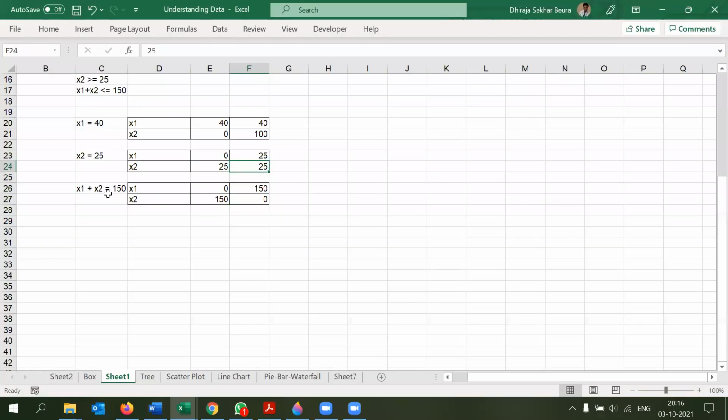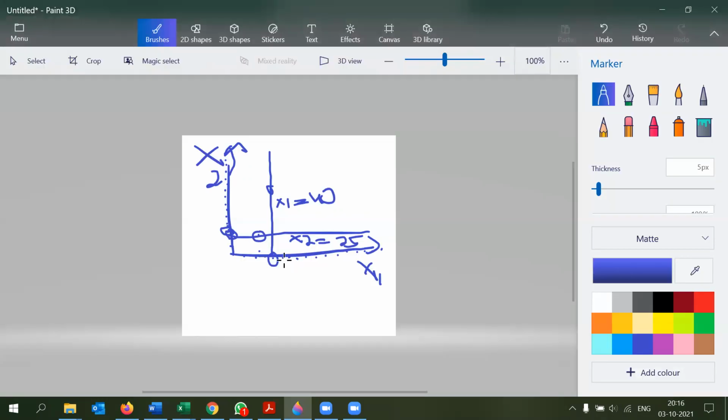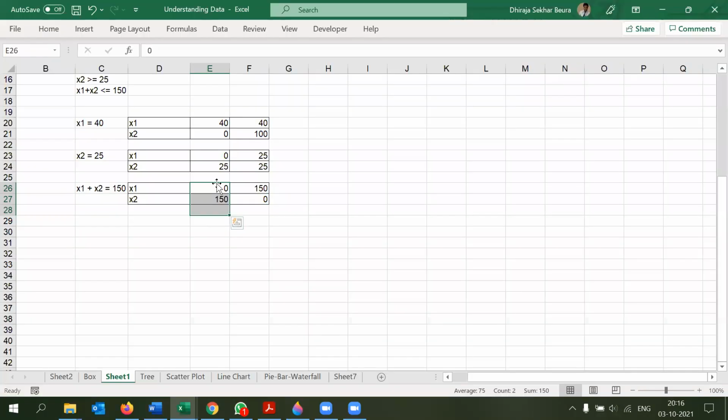Okay, now let's go to the third one. X1 plus x2 equals 150. Let's look at these coordinates (0, 150). Can you tell me where it lies? I'll give you two options. Option 1 here, option 2 here. The first one or second one? I'm talking about only this coordinate.